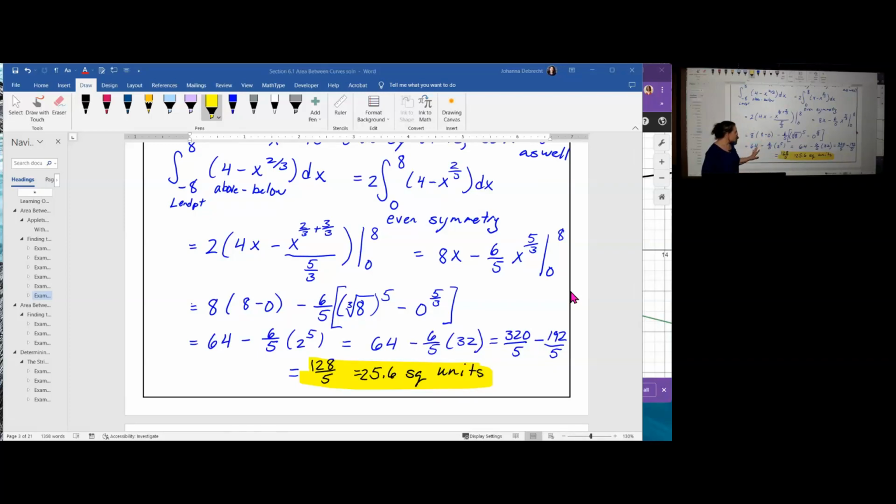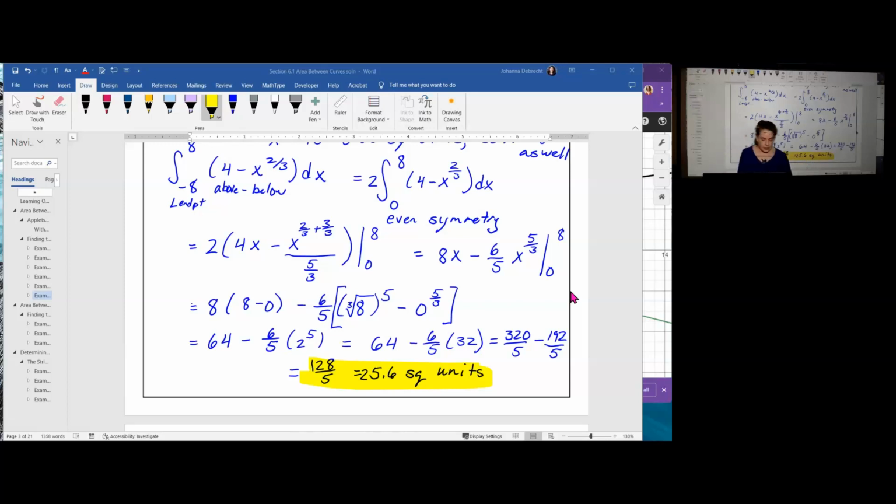The first term gives me 64. The 5/3 power is the same as the cube root raised to the 5th. Again, we do the root first to make it smaller before we blow it up, because I don't know what 8 to the 5th is. And even if I did, I wouldn't know what its cube root was. But I do know that the cube root of 8 is 2, which gives me 2 to the 5th. And I know 2 to the 5th is 32. When I work this out, I get 128 divided by 5, which is 25.6 square units.